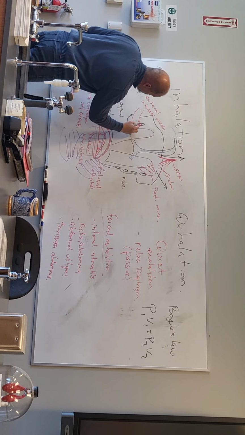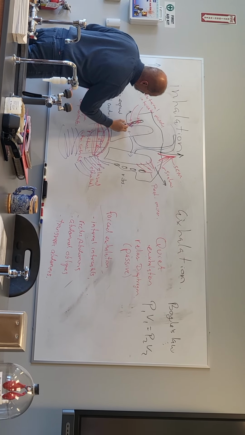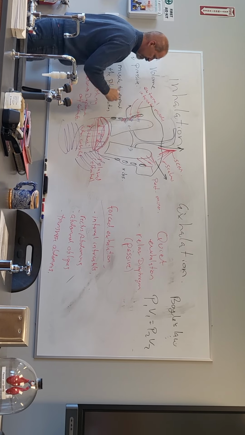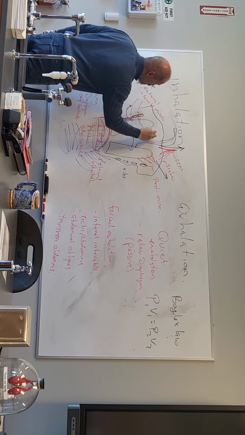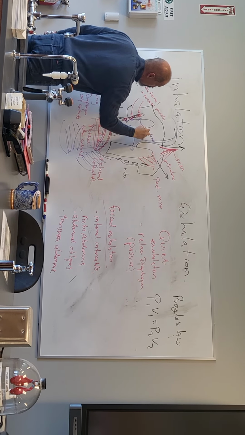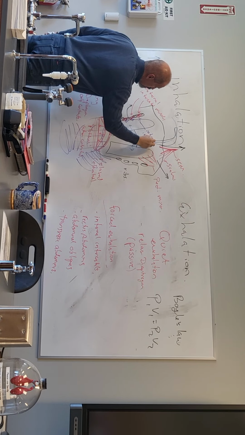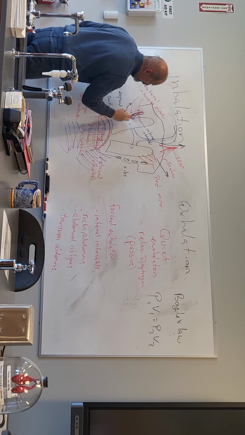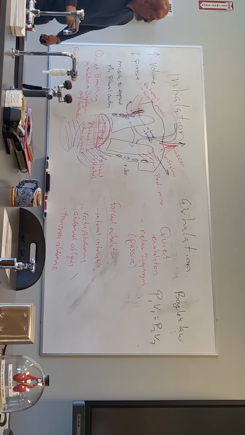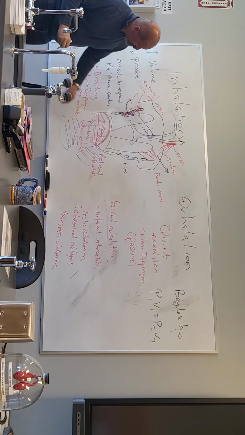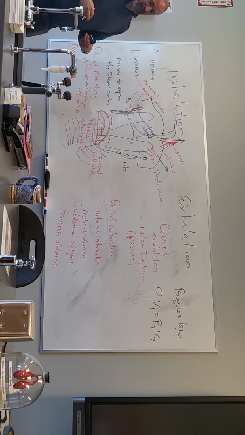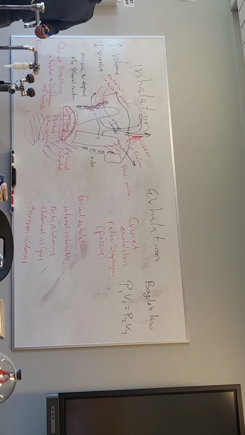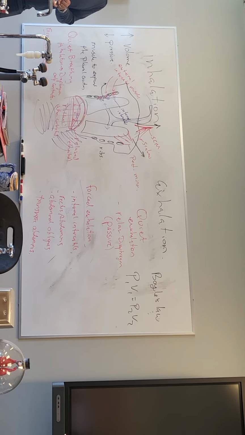The internal intercostal muscles run in the opposite direction of the external intercostals. So when they contract, they bring the ribs down and in. Okay? So internal intercostals and abdominal muscles flatten the rib cage, decrease the volume, increase the pressure, and air flows out. Any questions?